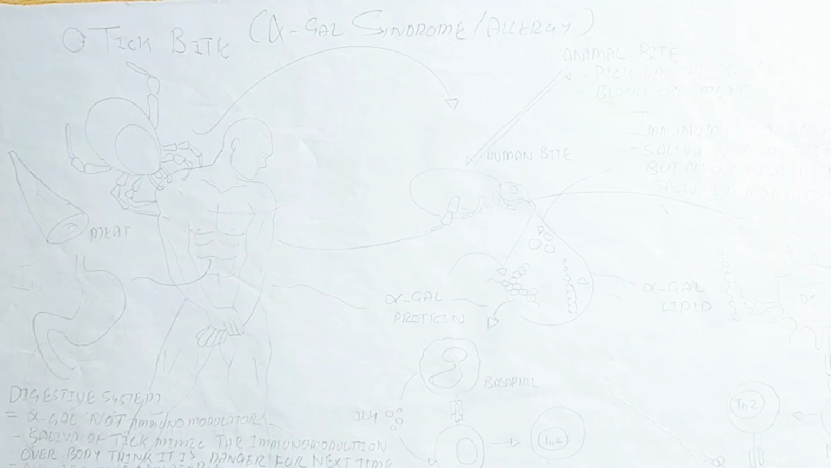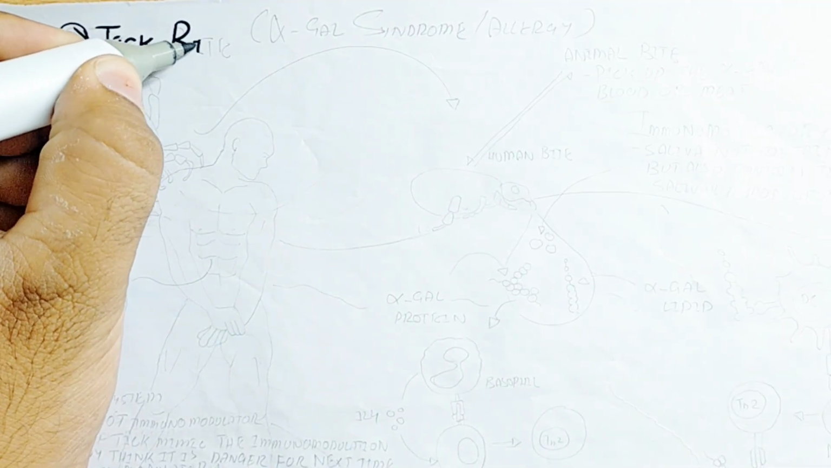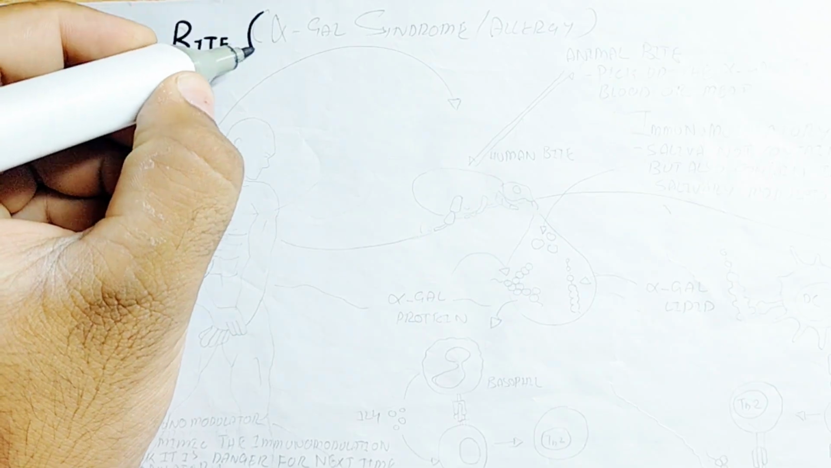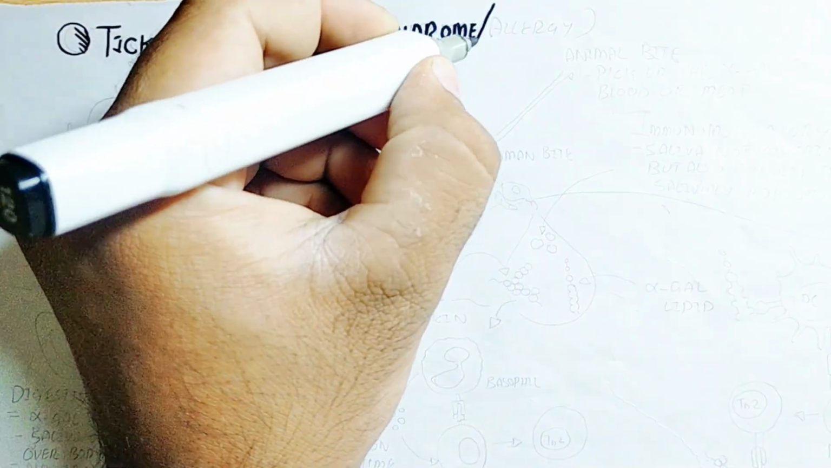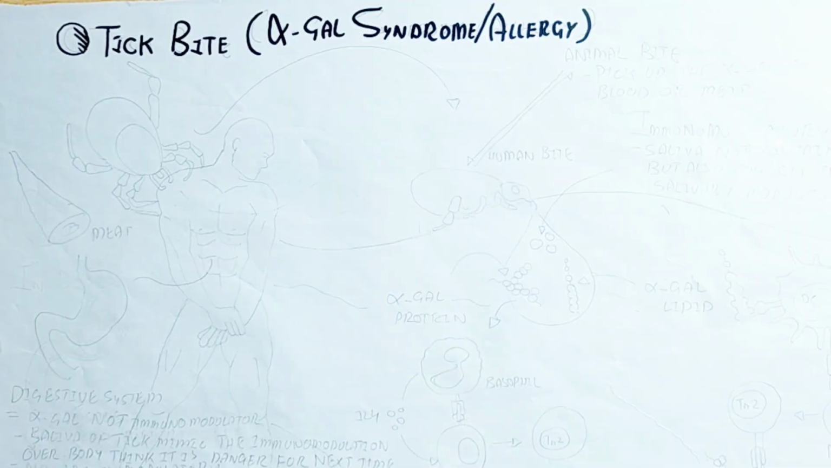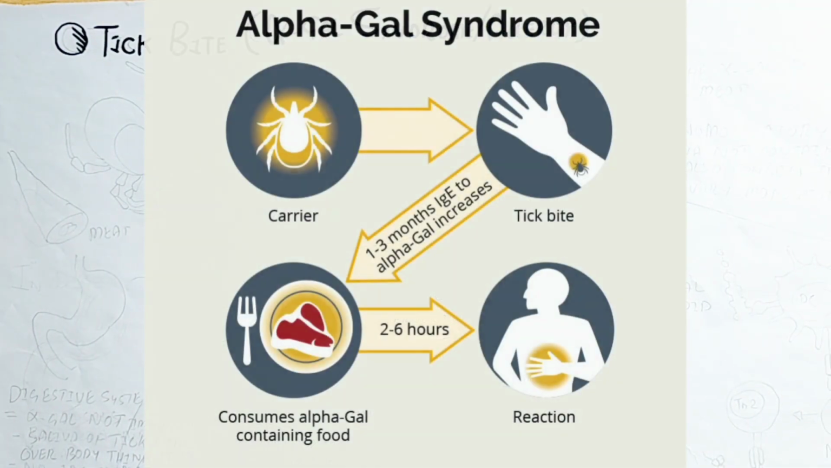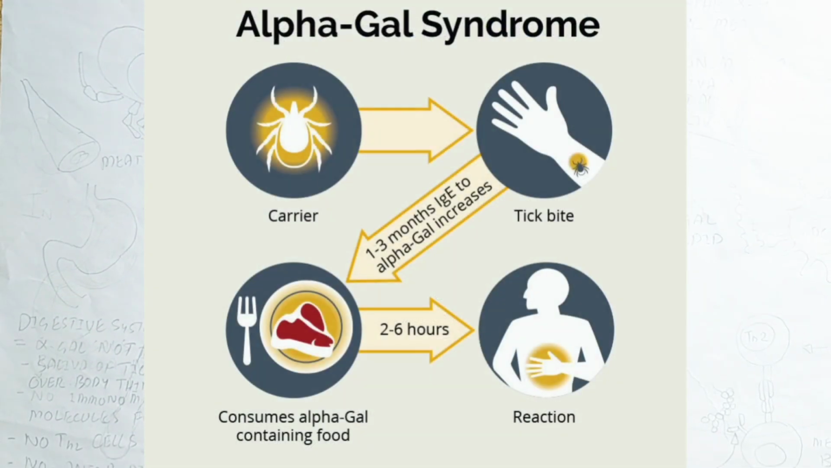In this video, we will understand when a tick bite causes a red meat allergy, alpha gal syndrome. Whenever the tick bites, the alpha gal syndrome or allergic reaction will occur after several months. In this way, IgE antibody production occurs. Remember, the carrier is the tick.